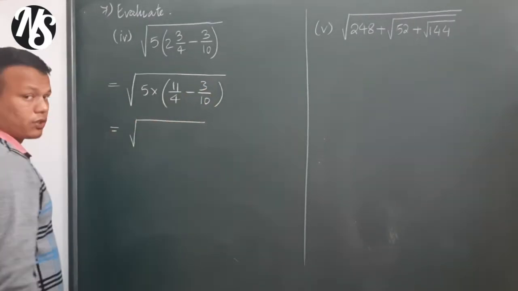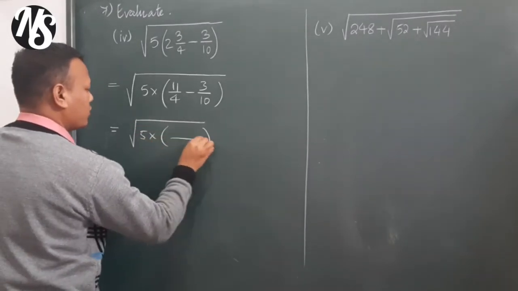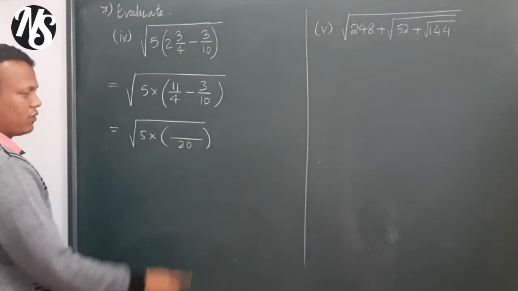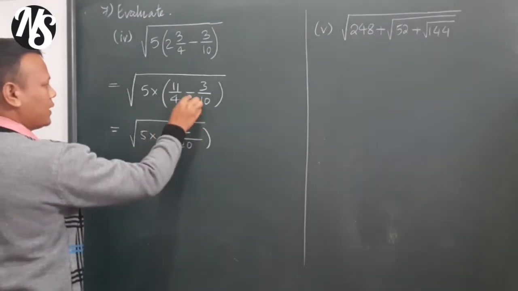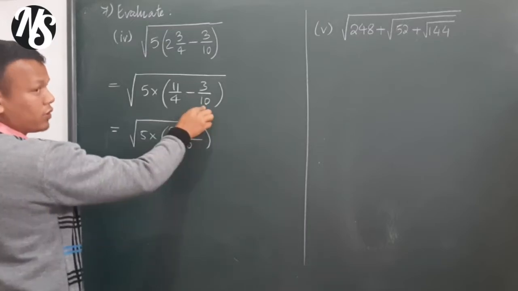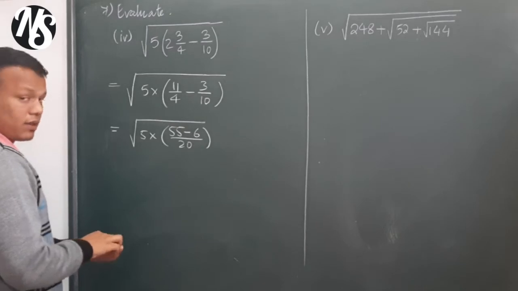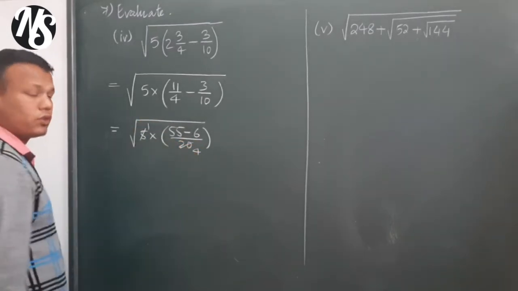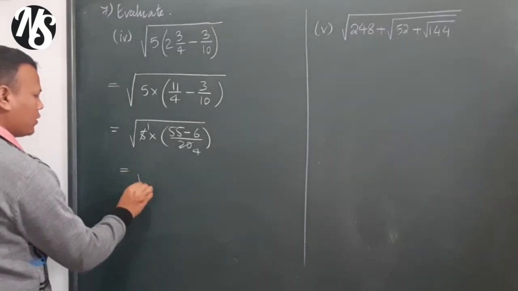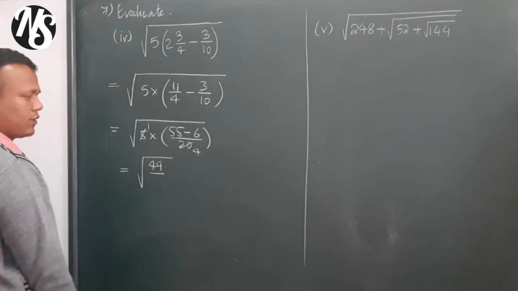So the LCM turns out to be 20, isn't it? Remember the LCM is 20. Divide 20 by 4, you get 5, and 5 into 11 is 55, minus, divide 20 by 10, you get 2, and 2 into 3 is 6. So you see there is some cancellation possible: 5 1s are 5, 5 4s are 20, isn't it? Now we have 55 minus 6, which is 49, isn't it?